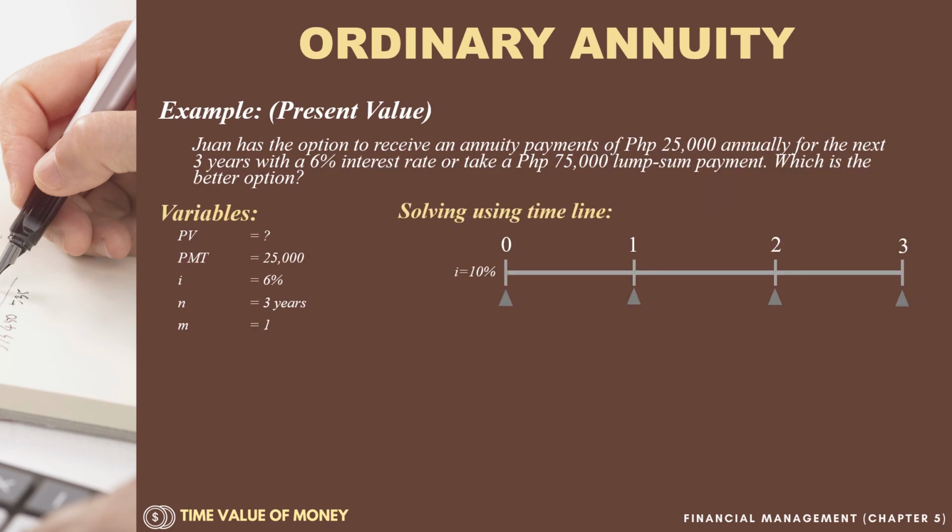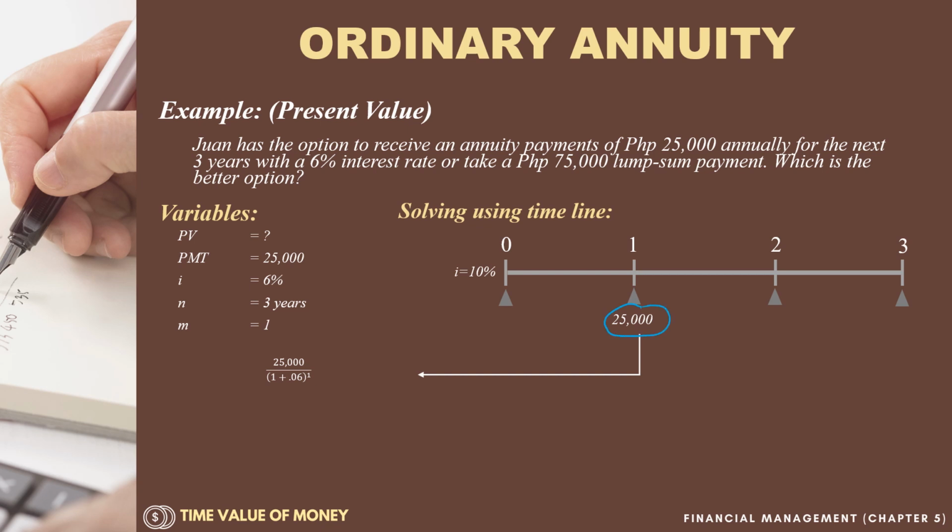Now let's solve the problem using the timeline. Since we have 3 years, our timeline will also have 3 periods. Also, since we are looking for the present value, we will again discount the cash flows by the present value factor. So we will start from year 1. In year 1, we have a cash flow of 25,000.